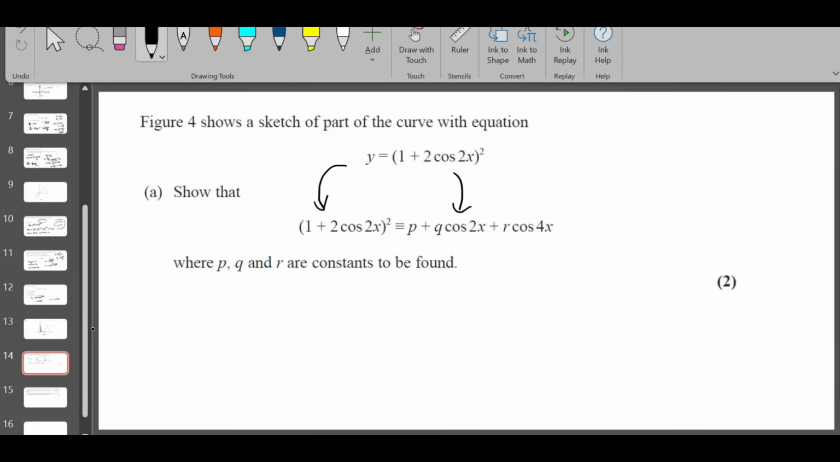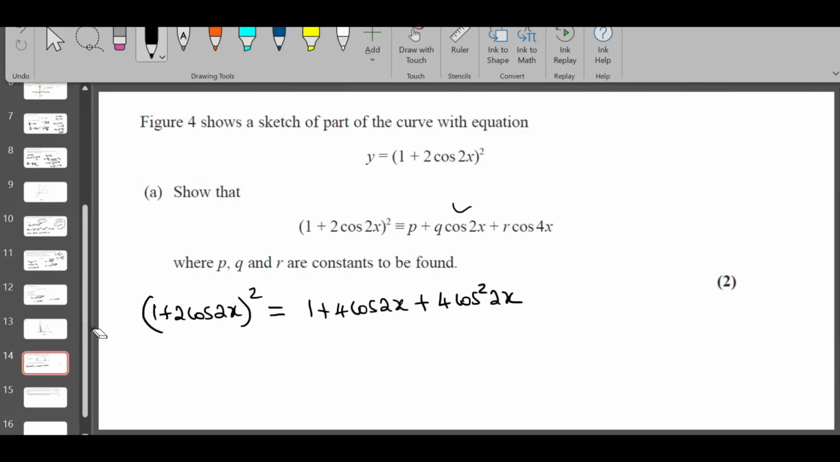So what I'm going to do, I'm going to write 1 plus 2 cos 2x whole square. I'm going to expand it. A plus b whole square is a square plus 2ab plus b square. That's the first thing you need to do, expand it. And then we know this double angle formula, cos 2x is 2 cos square x minus 1.